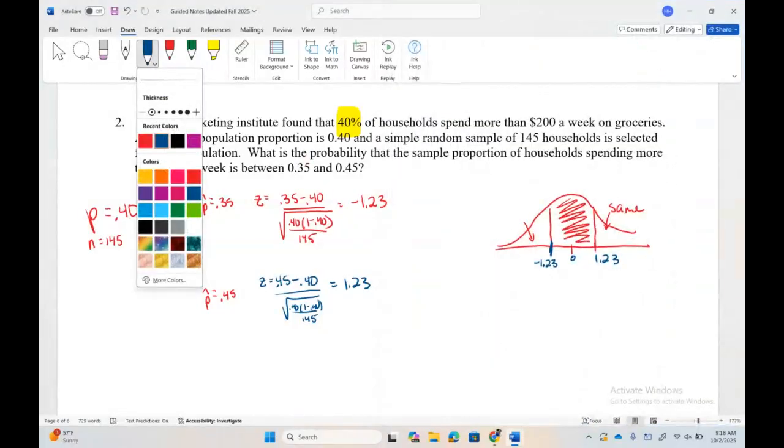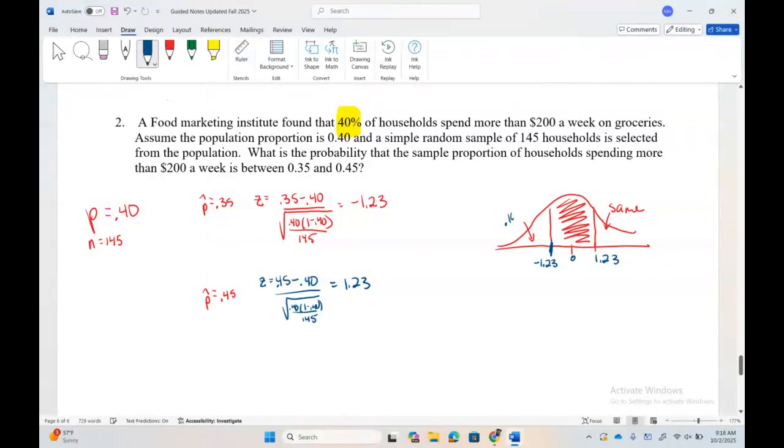So this area is 0.1093, which means this area is also 0.1093. To find the area in between them, I can do 1 minus 0.1093 minus 0.1093. In math, we would shorthand that to 1 minus 2 times 0.1093. And our final answer should be 0.7814. All right, there you have it.